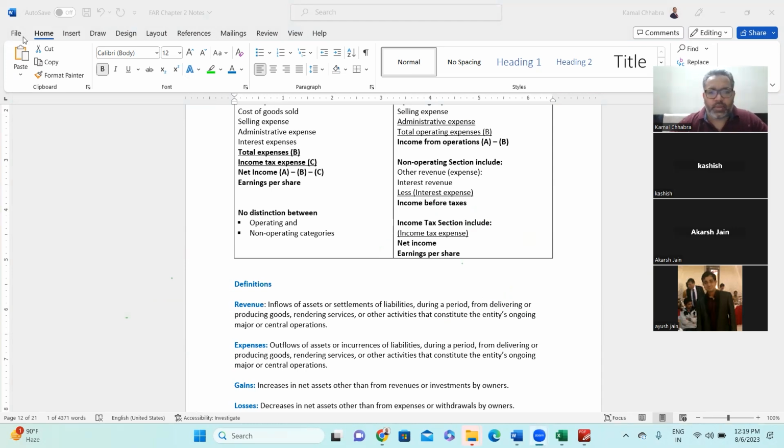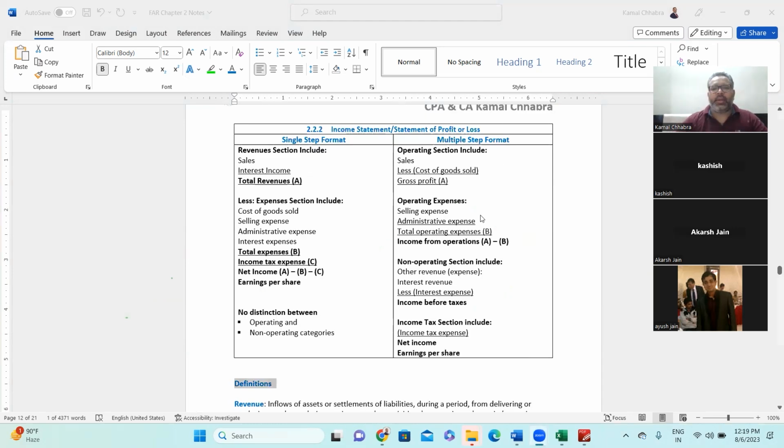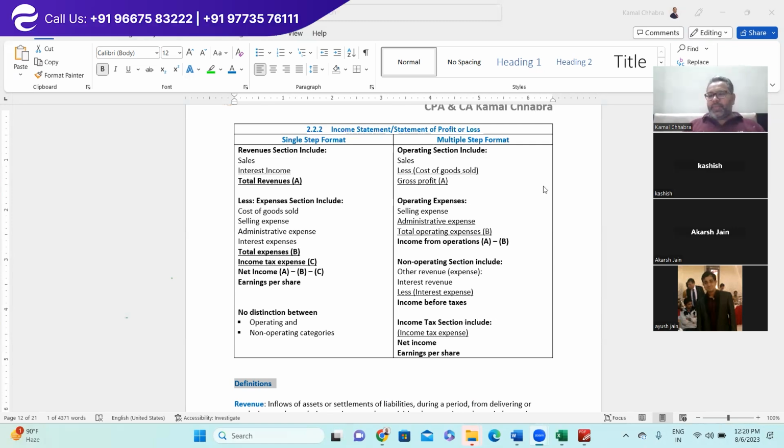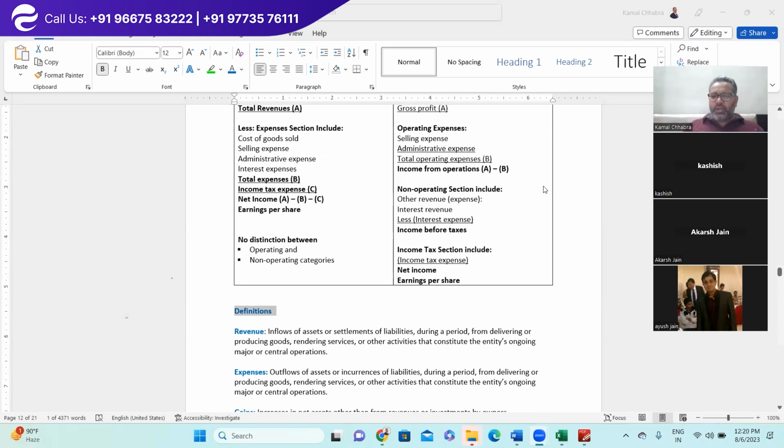Okay, so coming back to the income statement, there are two types of income statement. One is the single step income statement, and the second is the multiple step format, and both are allowed as per GAAP. Most companies use the multiple step format, especially large accelerated filers. Any company filing a 10-K will use this multi-step format, but small organizations can also use the single step format.